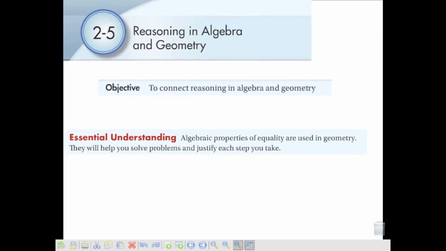In this lesson, we're going to be looking at how we use reasoning in geometry class. Really what we're looking at is how to prove things in a way that makes sense to other people and that is very clear. Now we're going to start that by using algebra properties, because you should be familiar with those algebra properties already. Now we're going to be using those algebra properties in geometry, and they're going to help us solve problems, but we have to justify each step.